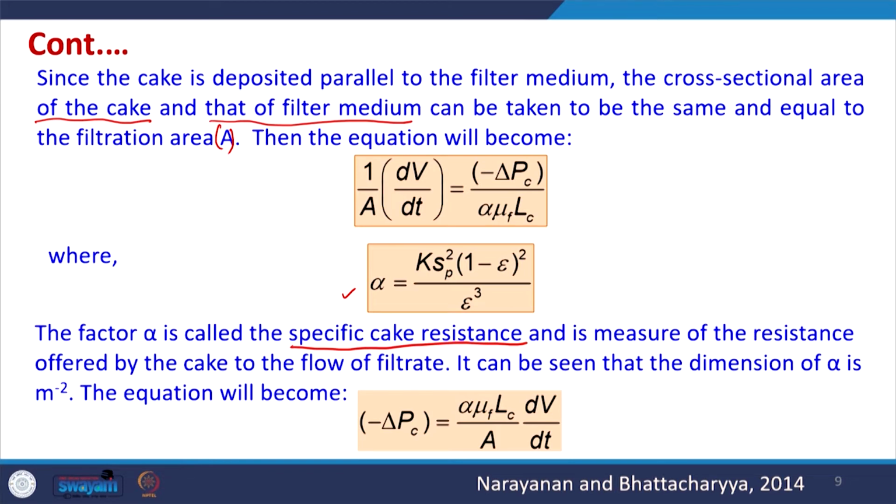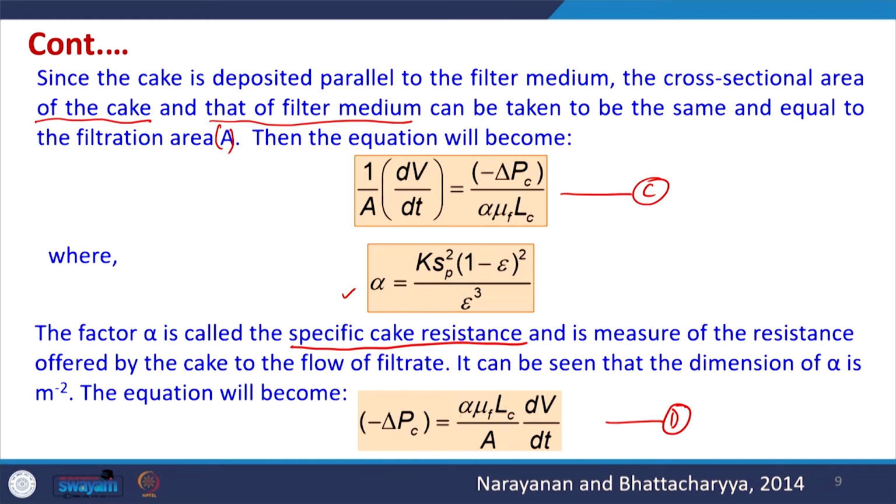So, if we replace alpha, we can further modify this particular equation, which we call C, and we can get the equation D. Now, this is with respect to cake only. So, this is the pressure drop across the cake, which depends on alpha and all these parameters, which have already been defined.